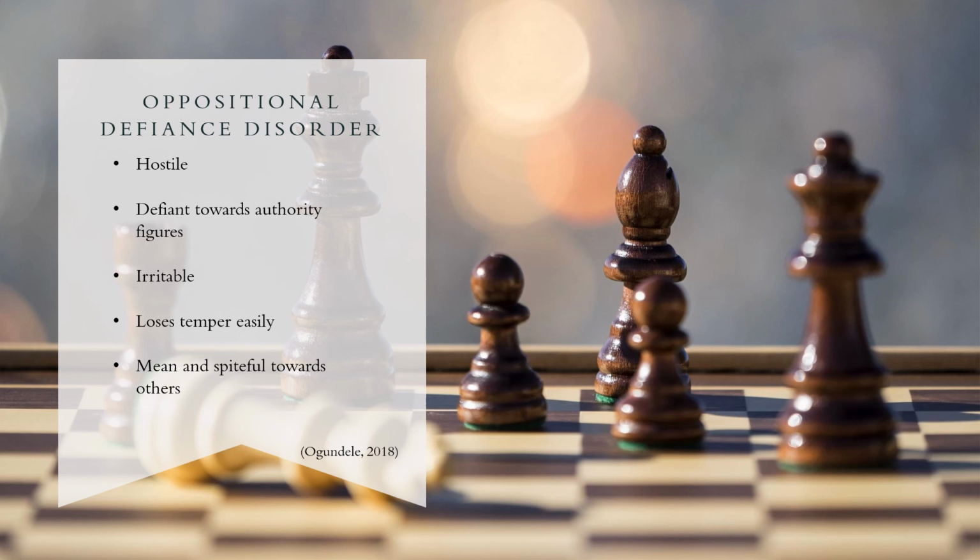Let's look at oppositional defiance disorder. These students you may find in your classroom could present with hostility. They would be defiant towards authority figures. They would seem to be irritable. They would lose their temper easily. They might say mean and spiteful words towards other people.